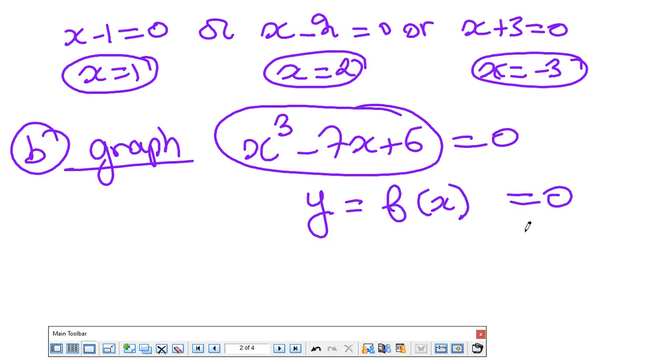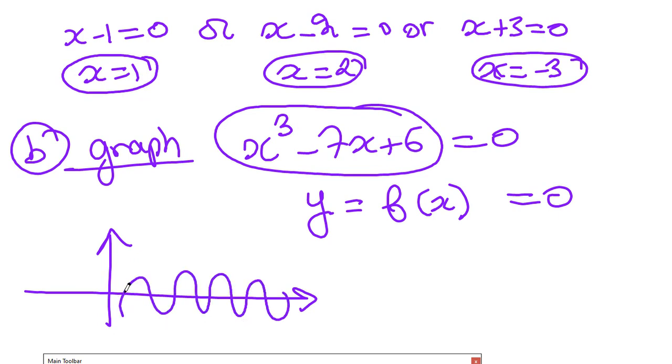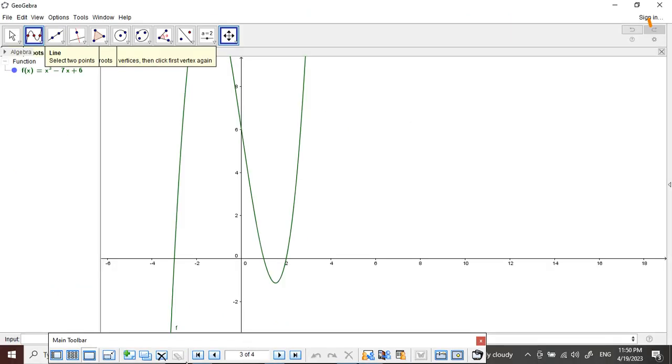So what does it mean that y is equal to 0, f of x equal to 0? When you are graphing, where are the points where y is equal to 0? The points where y equals 0 are all the points on the x-axis. In another way, I need to find the points of intersection of the function with the x-axis. So if I graph this function, I am going to have this form. So this is x cubed minus 7x plus 6. And if I look at this, where are the points that have an ordinate equal to 0? Where are the points when y is equal to 0?